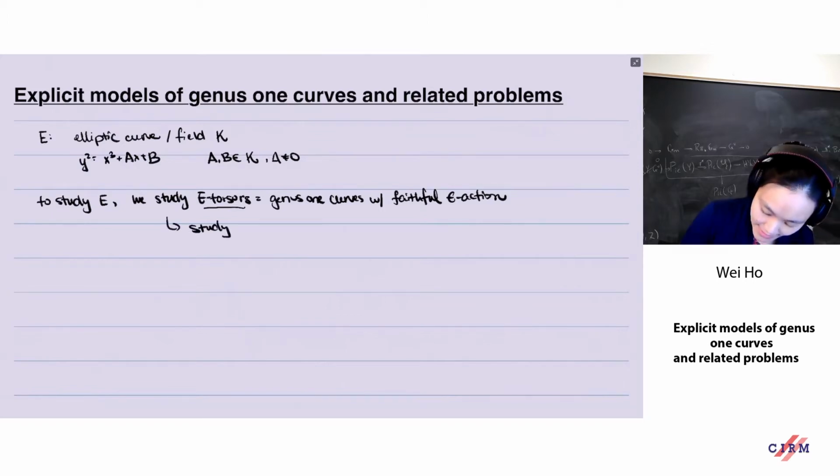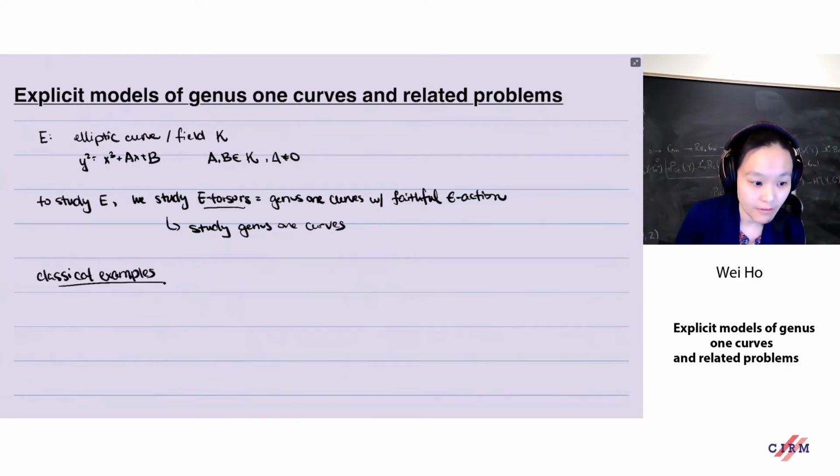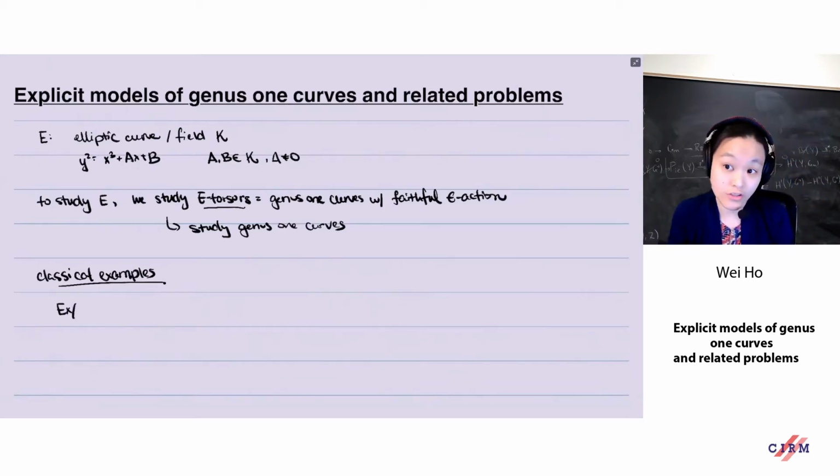So there are lots of classical examples of genus 1 curves that people are probably very familiar with. Maybe the very first example, if you ask an algebraic geometry student to give you an example of a genus 1 curve, well, maybe they just give you Weierstrass equations, and that's fine. Elliptic curves, of course, are genus 1 curves. Maybe that is example 0.